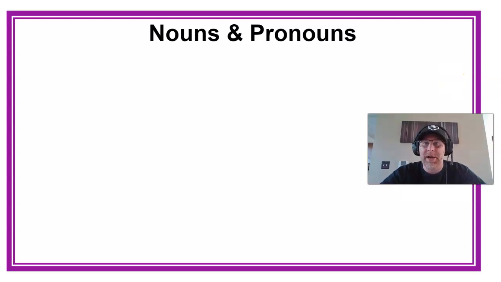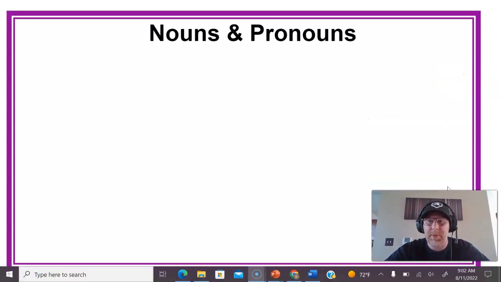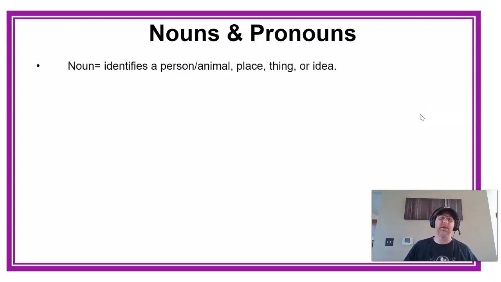Let's start by talking about nouns and pronouns. Hopefully this is really basic information for you, but a noun is something that identifies a person, animal, place, thing, or idea.